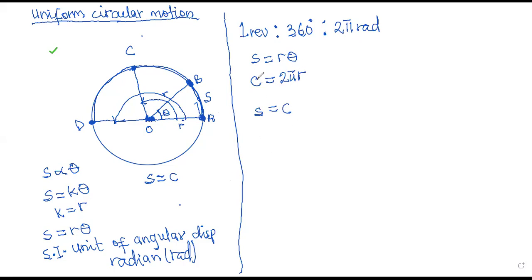So if S is equal to C, when we compare, this R will be equal to this R, and theta will be equal to 2 pi. So when the body goes through one complete revolution, the angular displacement theta is equal to 2 pi radian, which is also equal to 360 degrees.